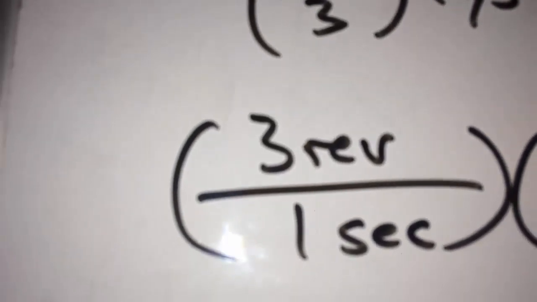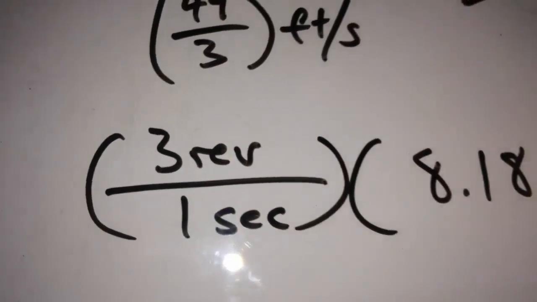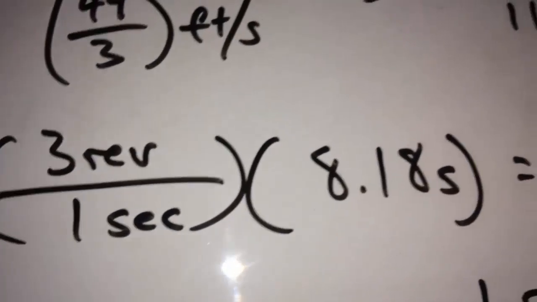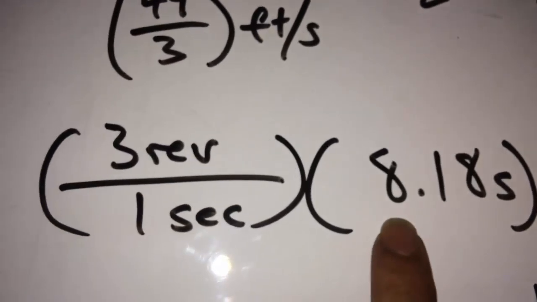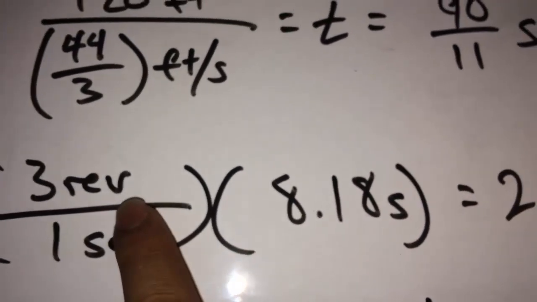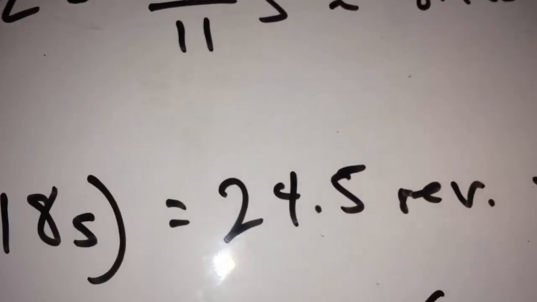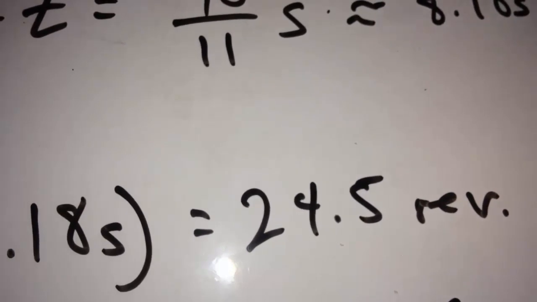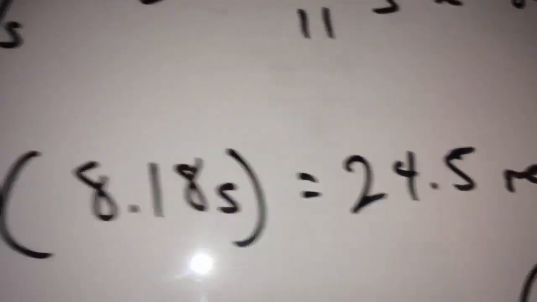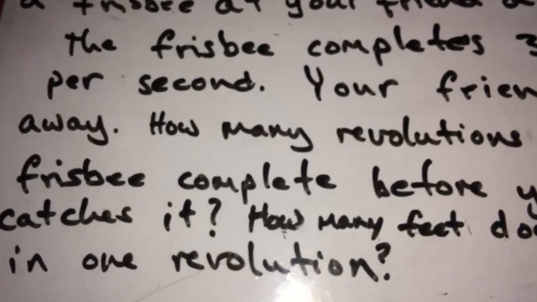Our frisbee rotates at 3 revolutions in 1 second. We multiply it by the time that it takes to get to your friend. Seconds cancels and we're left with how many revolutions it completes. It completes 24.5 revolutions. However, the question says, how many revolutions does the frisbee complete?